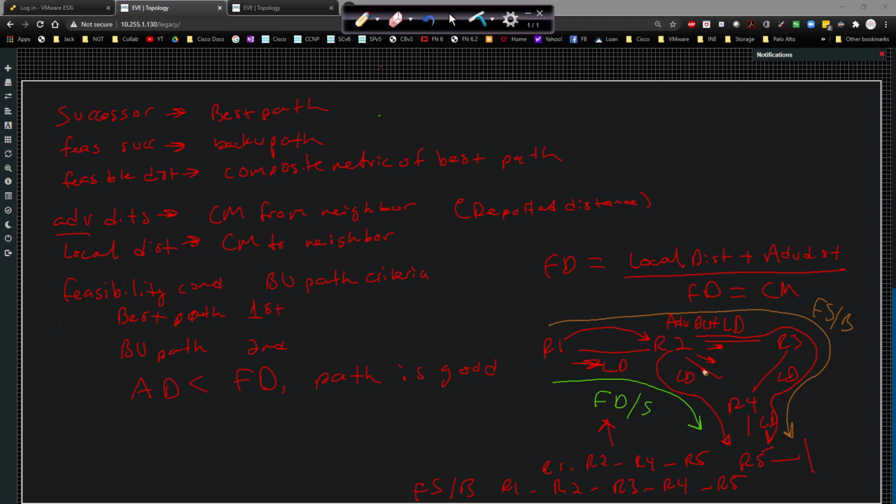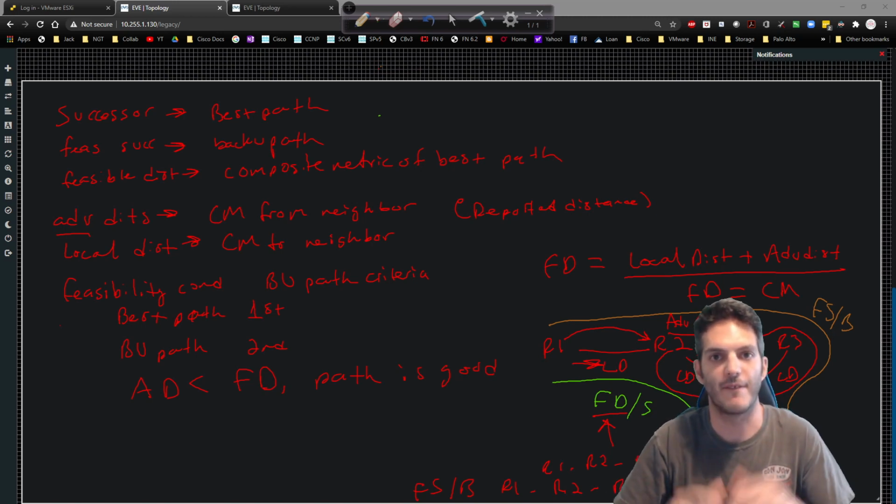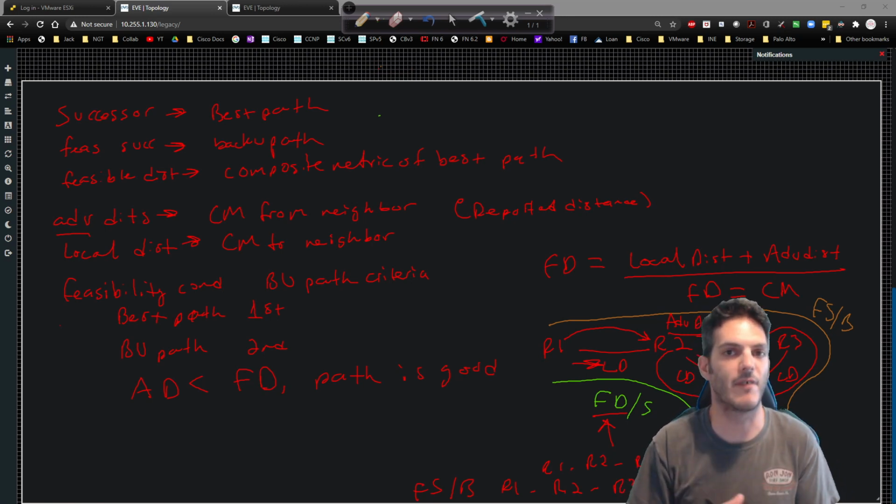Now, the path, if everything is the same across the board, R2 should take the path through R4 to go to R5 because it's simply going to have a lower metric value. When you have a situation like that, as long as your advertised distance here is lower than my feasible distance here, I am going to be able to have a backup route. So which route am I going to take? Is R3 going to be a viable backup route?